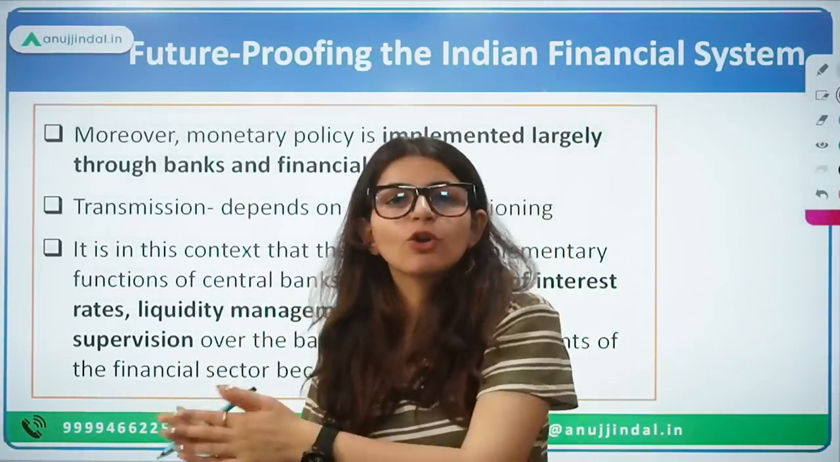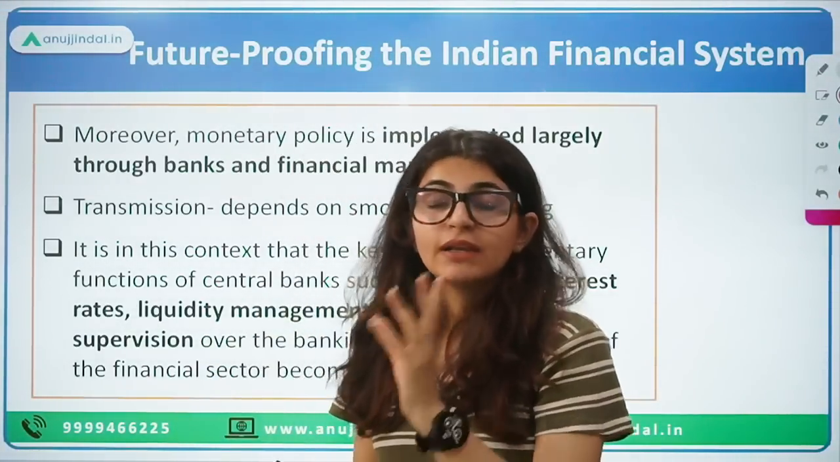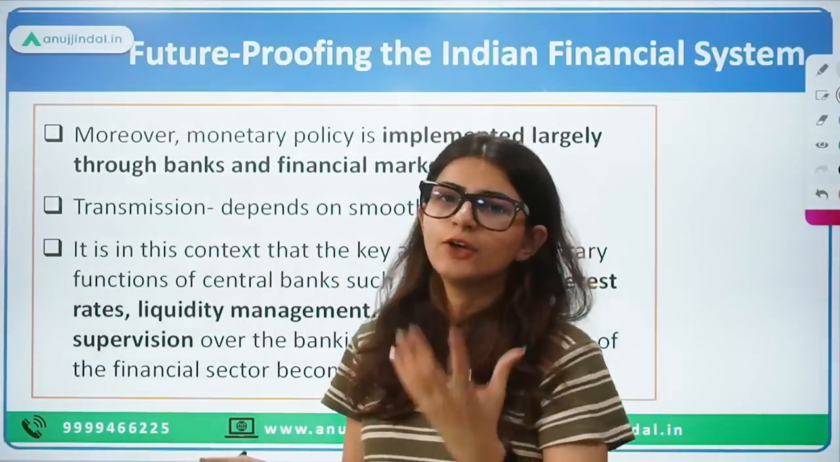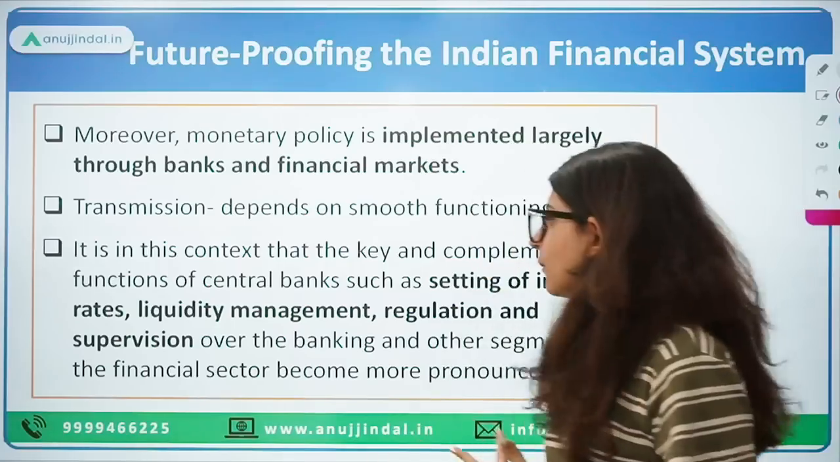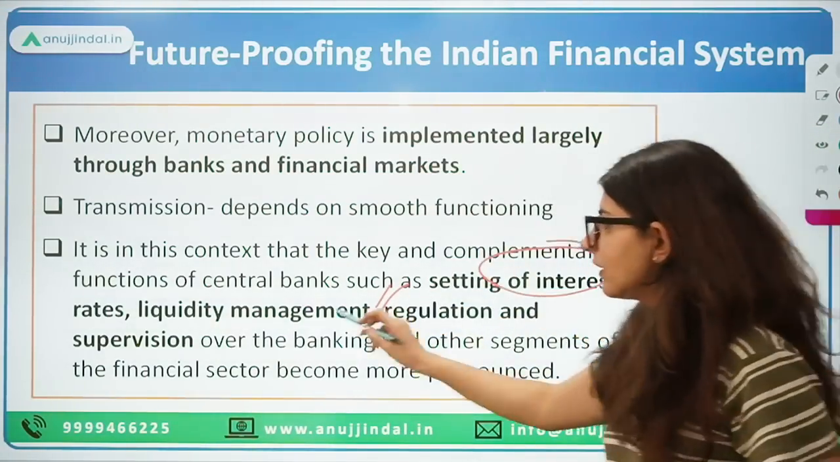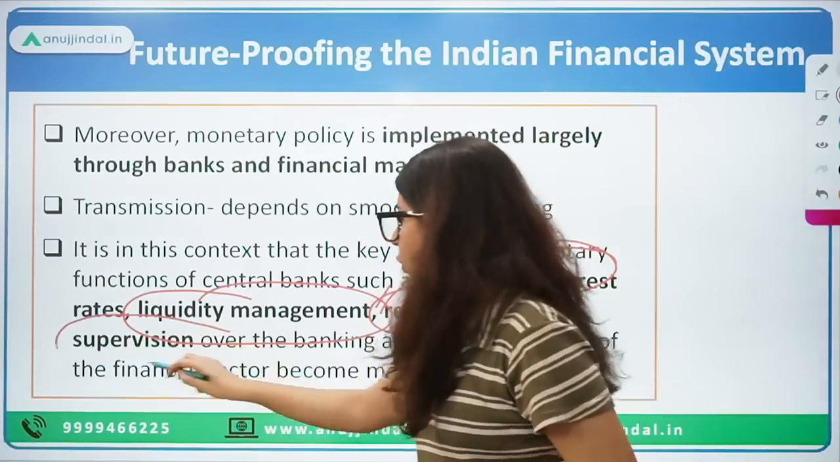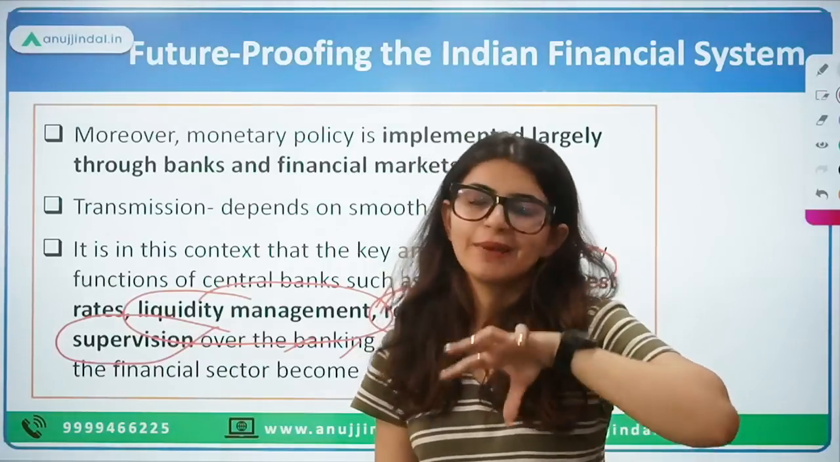So सबसे पहले lender of last resort, custodian of financial stability, right, and giving emergency liquidity to various banks and financial institutions. And then he talked about monetary policy, कैसे RBI interest rate change करता है, liquidity management करता है, setting of interest rate, liquidity management, regulation and supervision over the banking system and monetary policy. एक बहुत बड़ा रोल है जो RBI प्ले करता है.